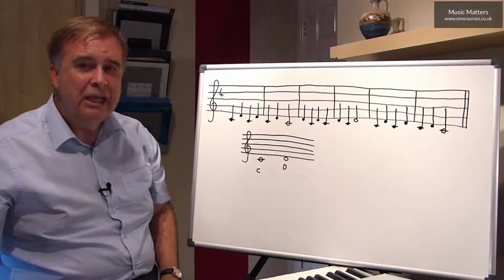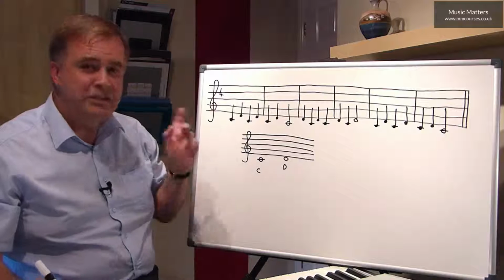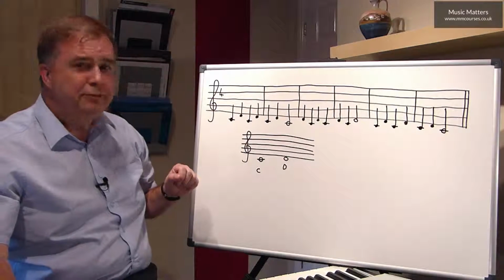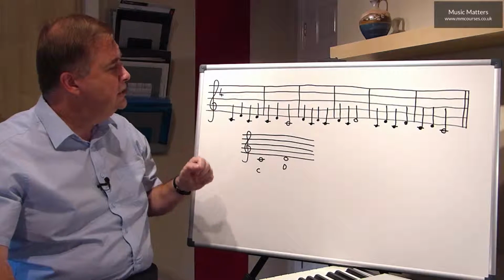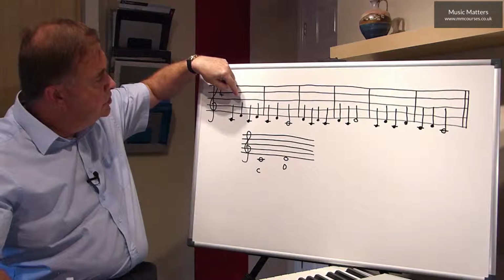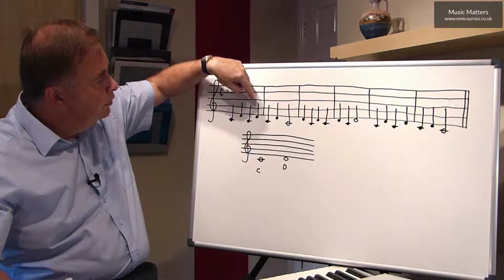So let's try just clapping that rhythm again, and this time we're going to count 4 beats in each bar. So here's 4 for nothing. 1, 2, 3, 4. 1, 2, 3, 4.